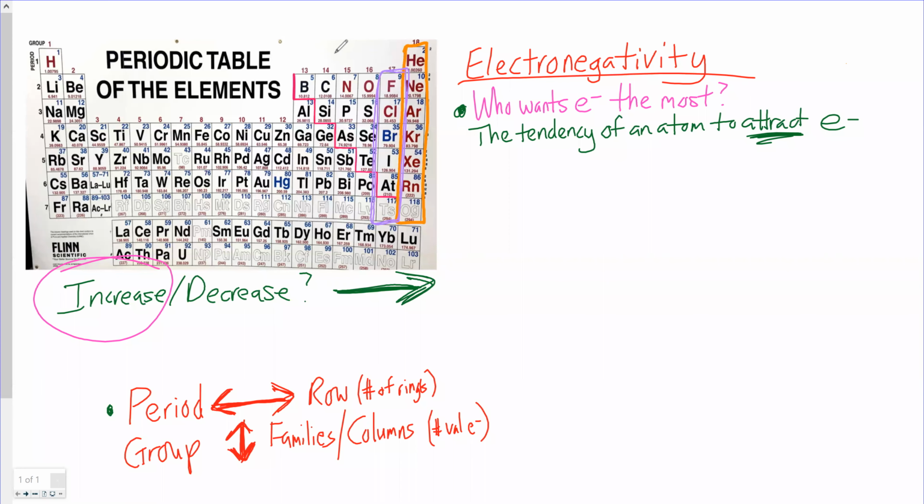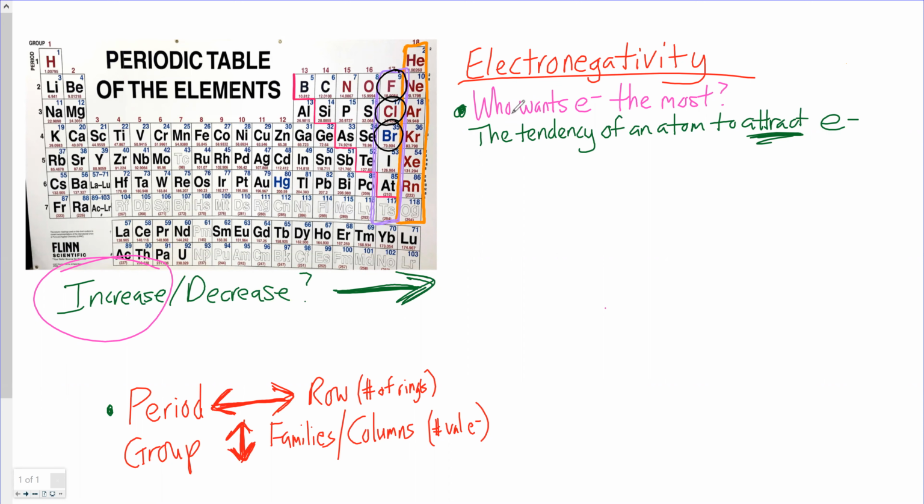Okay. So let me give you a visual for this one. Let's see if you can figure it out. All right, here we go. Let's pretend that you have, let's look at fluorine, chlorine, and bromine. Let's just take a wild guess first. Who do you think will want it more? Fluorine, chlorine, or bromine? Who do you think wants electrons the most? Chlorine. All right, Joe says chlorine.